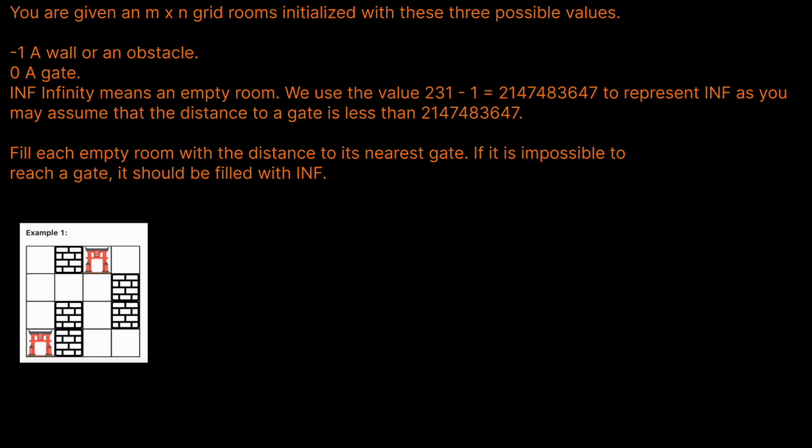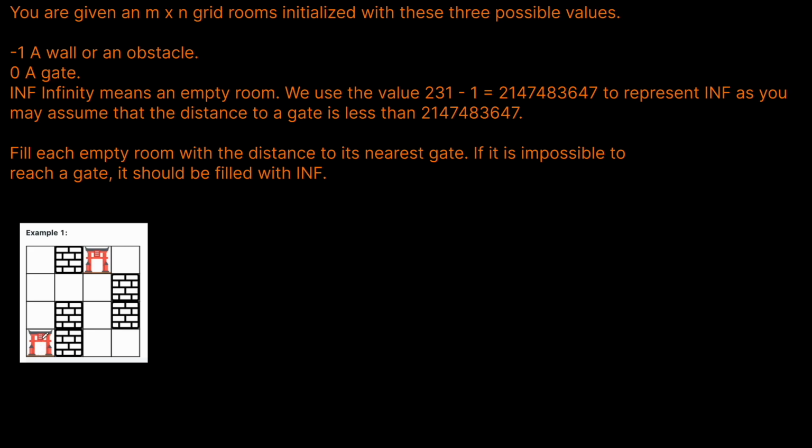Alright, you are given an m by n grid rooms initialized with three possible values. A -1, which represents a wall or an obstacle, a 0, which represents a gate, and infinity, which means an empty room. And we'll be using 2 to the 31 minus 1 to represent infinity. For each empty room, we want to fill it with the distance to its nearest gate. If it's impossible to reach a gate, it should be filled with infinity, which actually it already is filled with infinity.